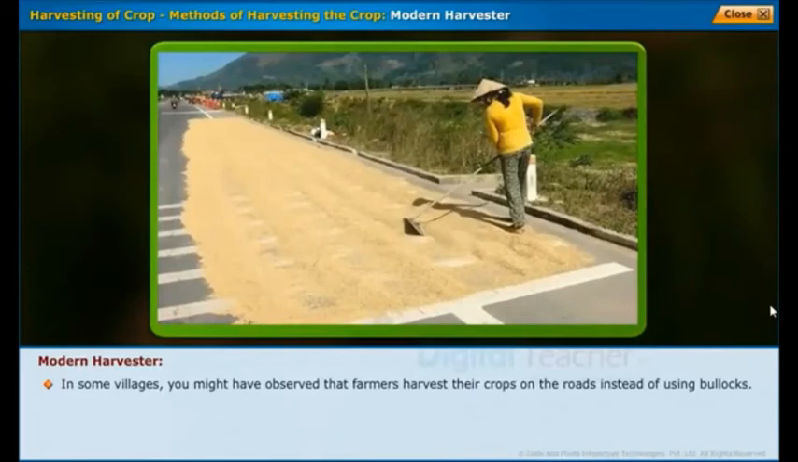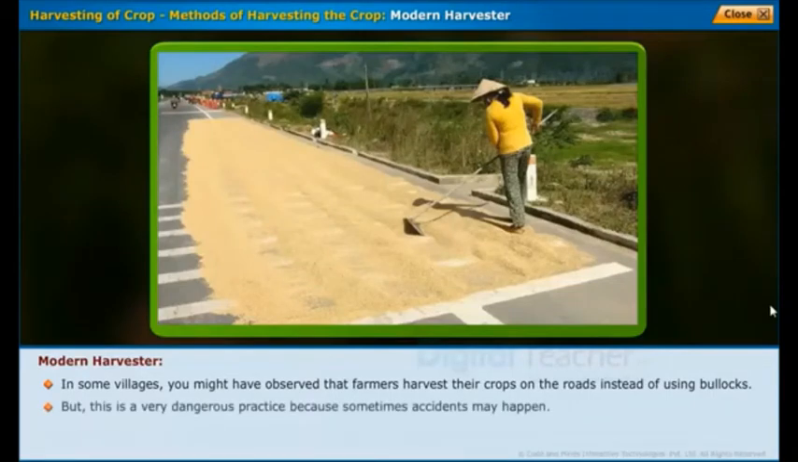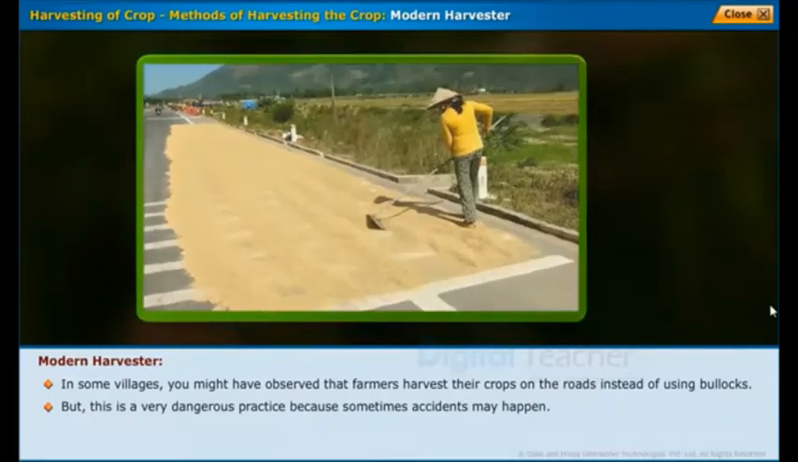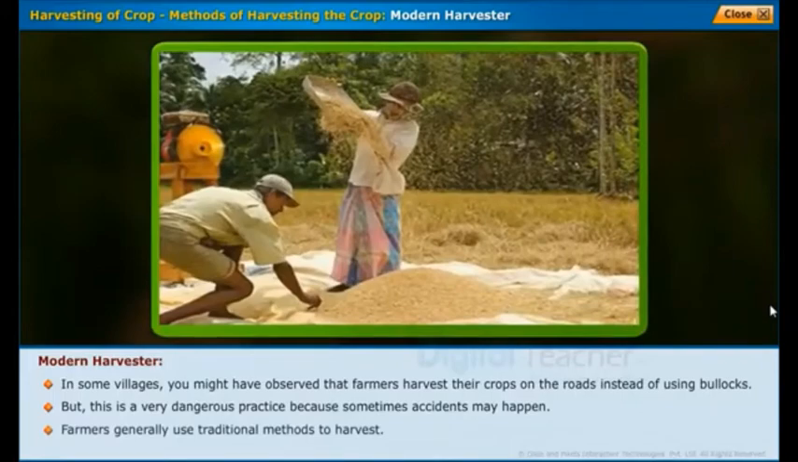In some villages, you might have observed that farmers harvest their crops on the roads instead of using bullocks. But this is a very dangerous practice because sometimes accidents may happen. Farmers generally use traditional methods to harvest.